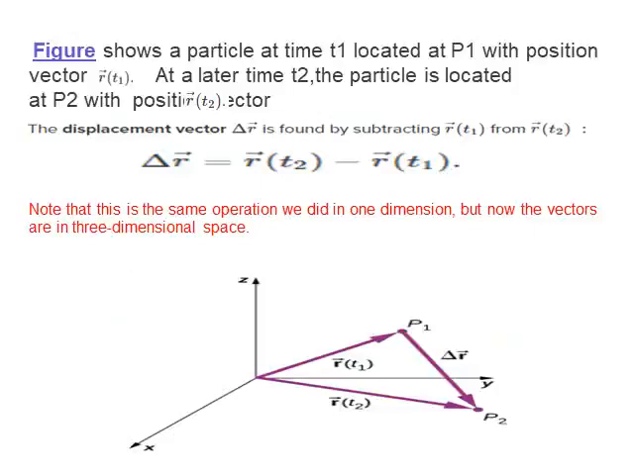The following figure shows a particle at time t1 located at point P1 with position vector r(t1), and at any later time t2 the particle is located at P2 with position vector r(t2), and therefore the displacement vector delta r will be equal to r vector at t2 minus r vector at t1. The procedure is the same as we have done in one dimension, but here we have to use the concept of vectors.